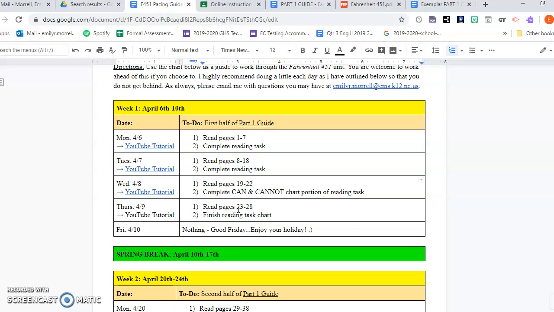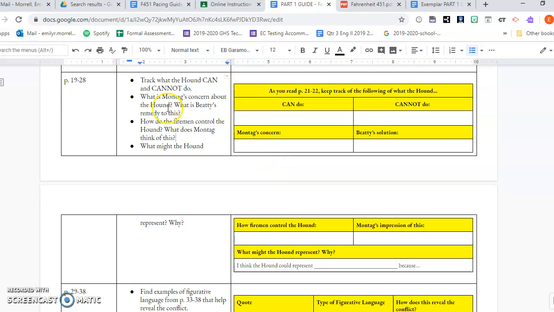We'll get started reading together, and then you're going to finish the reading task chart. So let's take a quick look. Yesterday, what you should have already done is given me 3 things that the hound can do, 3 things that the hound cannot do. Today, we're going to be tackling the rest of this reading task. So we're going to identify Montag's concern about the hound and what is Beatty's remedy to this. So you're going to write down Montag's concern over here, Beatty, who we'll find as the captain, his solution to this. We also want to identify how the firemen control the hound and what does Montag think of this.